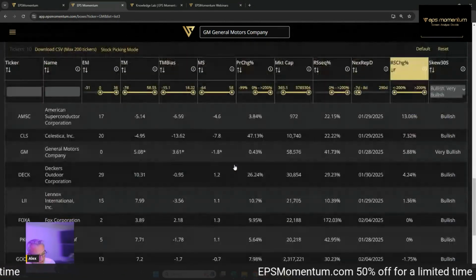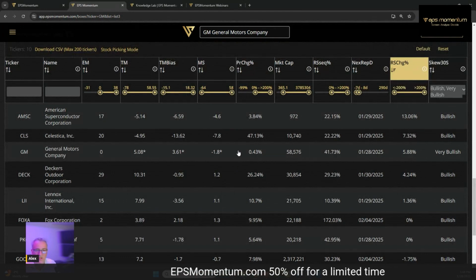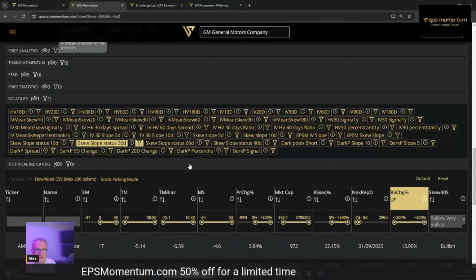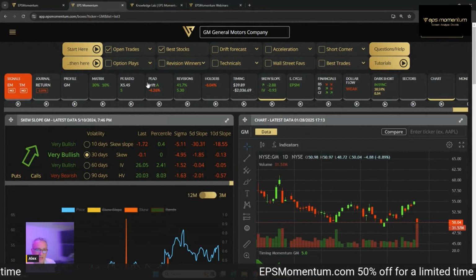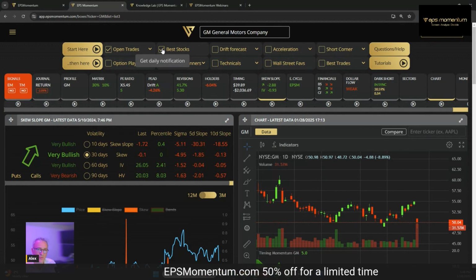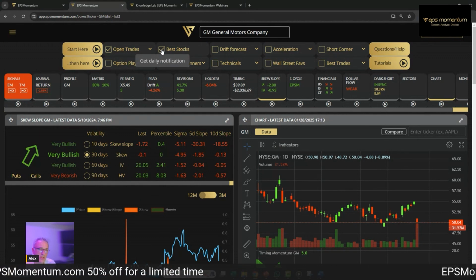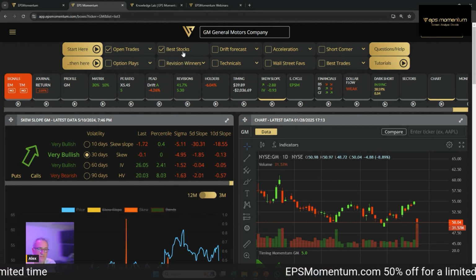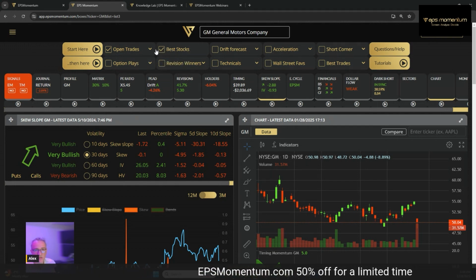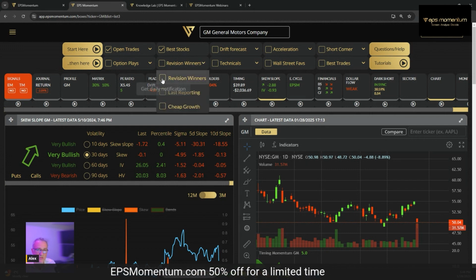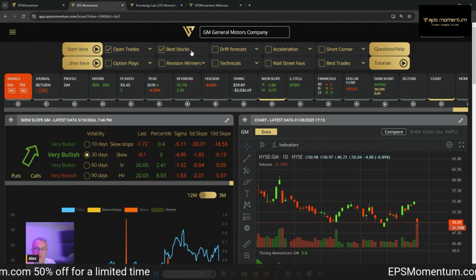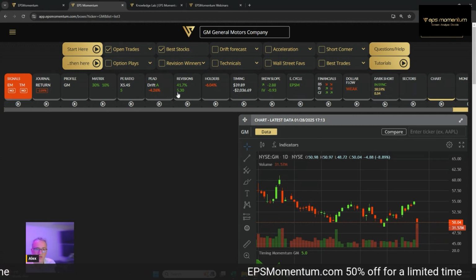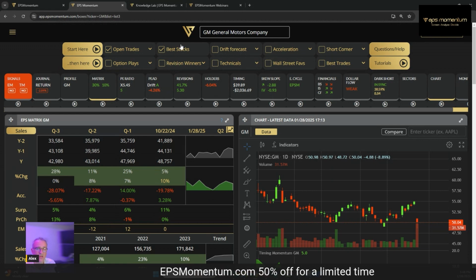So anyway, these are a couple of tools for you to use and play with. You'll see the big difference in your stock picking when you're using all those tools. If you put a check mark in the get daily notification box here, you'll get an email in your mailbox every day of the best stocks, of the open trades, of the revision winners. Just put an X here and you'll automatically get an email sent directly to you for you to spot what the best stocks are for any given day.